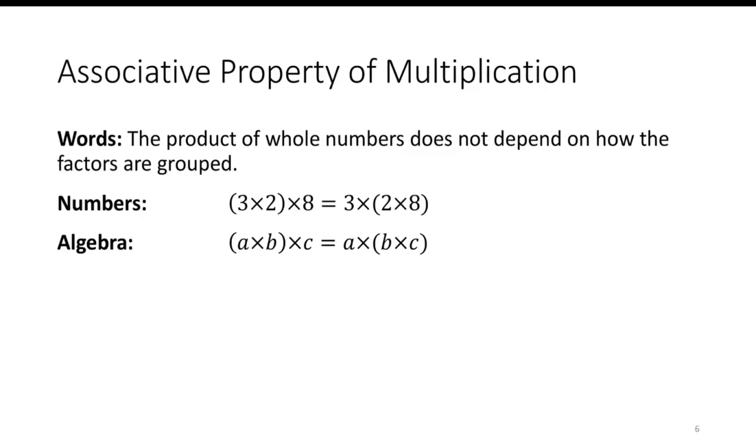The associative property of multiplication is that if you're multiplying 3 or more things together, it doesn't really matter how the factors are grouped. So 3 times 2 times 8, you can do the 3 times 2 first, or you can do the 2 times 8 first. You get the same answer either way.